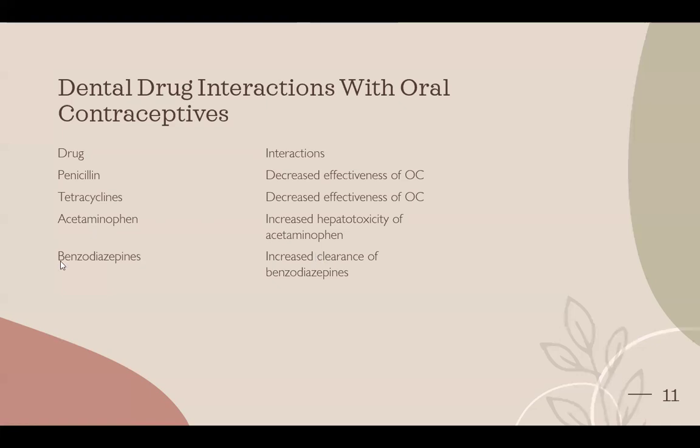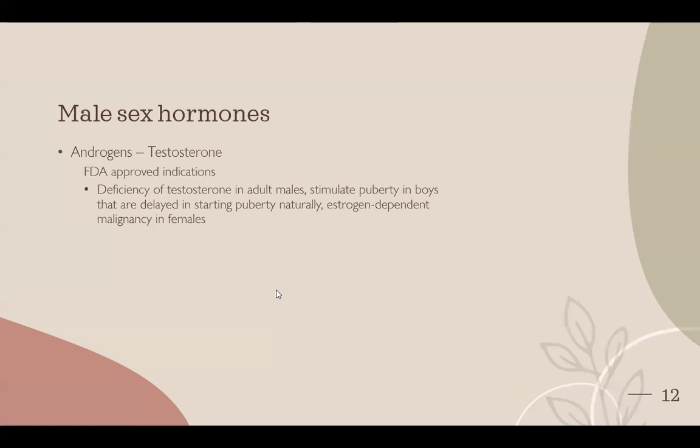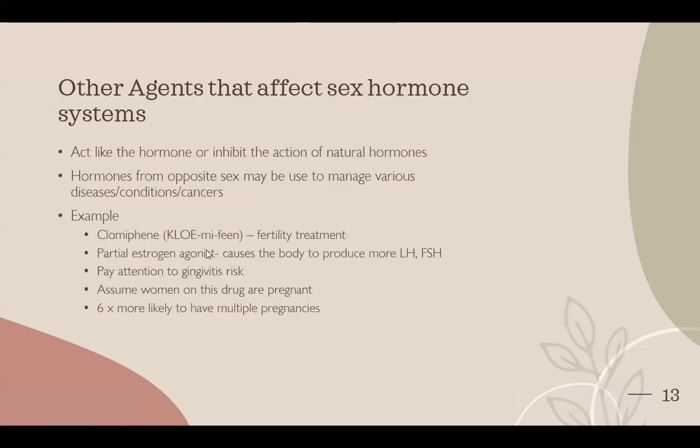Benzodiazepines have increased clearance time, so they don't clear as quickly if someone's taking certain oral contraceptives. For male sex hormones, testosterone is our main one. If somebody is taking testosterone, an FDA-approved indication would be if they're deficient in testosterone, to stimulate puberty in boys if they're delayed starting puberty. In some estrogen-dependent malignancies in females, they may also prescribe testosterone.